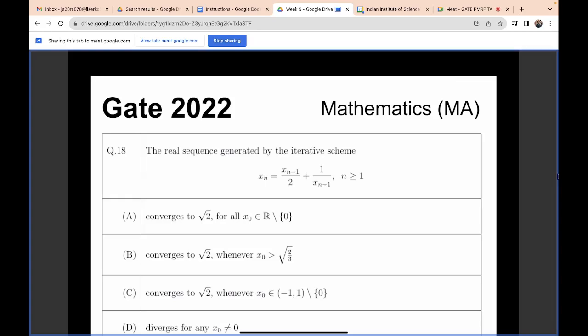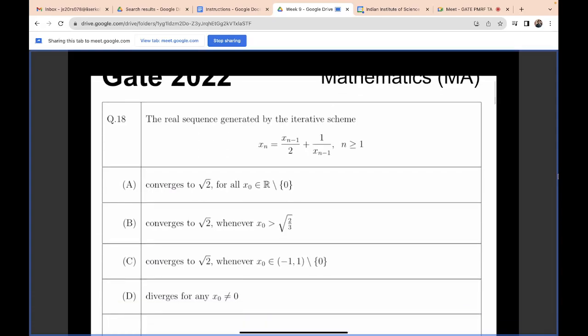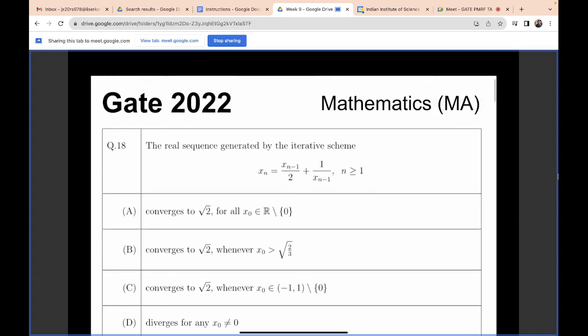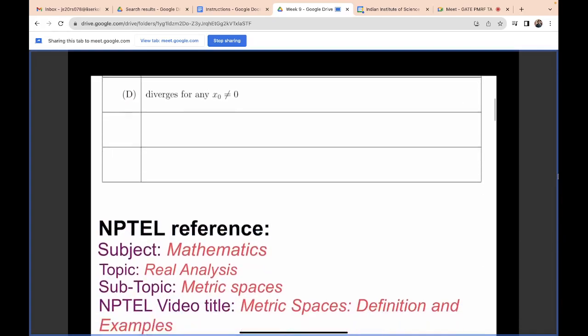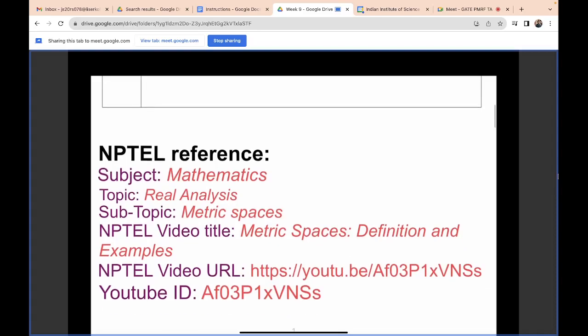Okay, so today we'll solve Gate 2022 questions from mathematics. This is a question from real analysis. It's a question number 18. It's saying that the real sequence, iterative sequence is given. Xn is xn minus 2 by 2, xn equals to xn minus 1 by 2 plus 1 by xn minus 1 for n greater than equals to 1. Then 4 options are given. You have to check which one is correct. Yeah, so we will do this, and for this is the NPTEL reference.